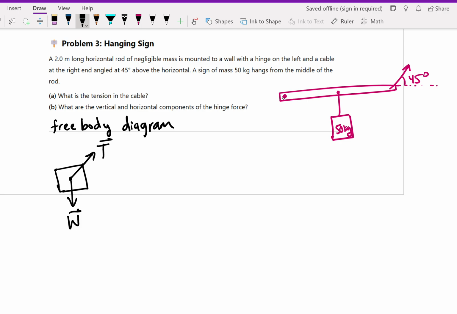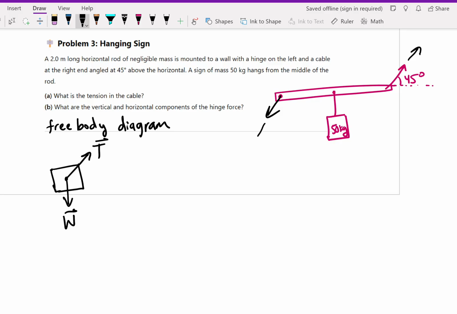So I can imagine the hinge force is always going to be pointing opposite to the tension. So if the tension is pulling up this way, the hinge force is going to pull opposite to that. So that's how I'm going to draw my hinge force. I'm just going to put F for force. This should be all the forces that this mass is experiencing. So let's talk about what torques the mass is experiencing.